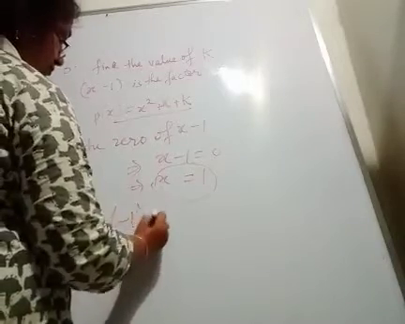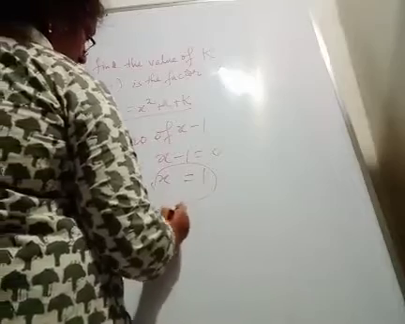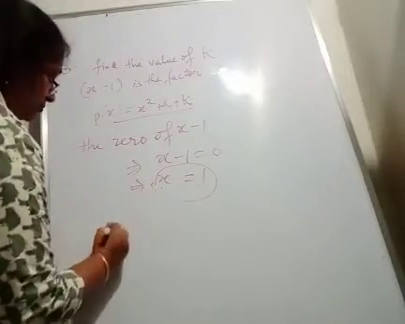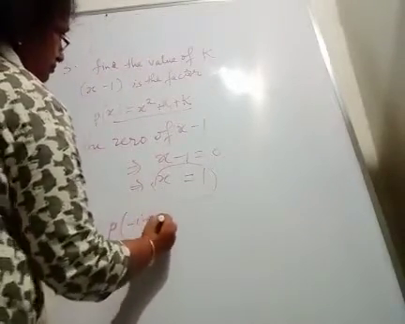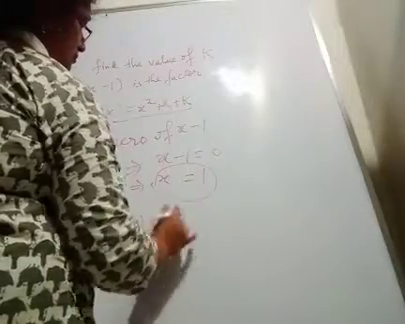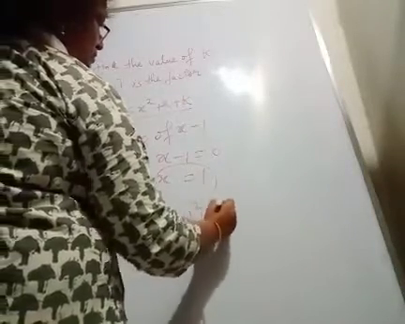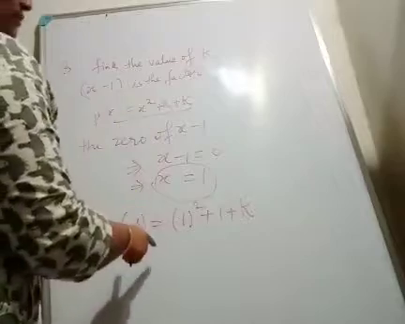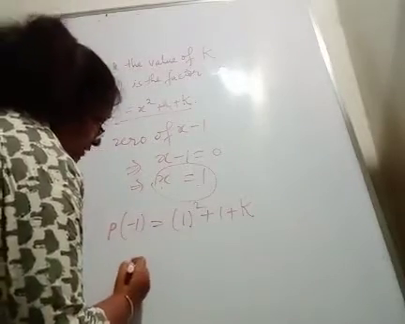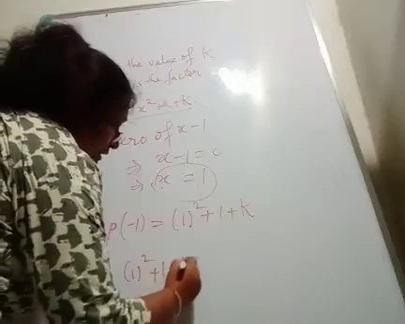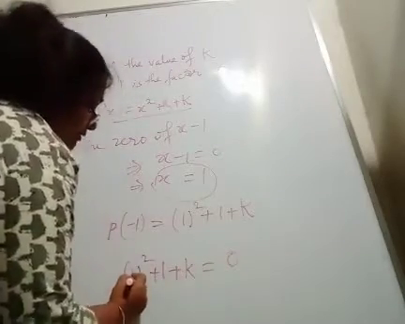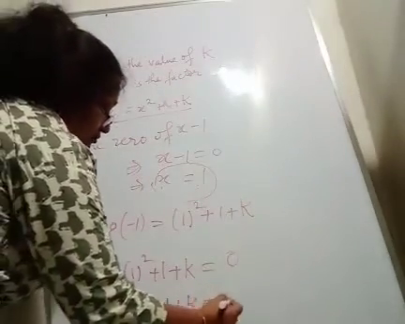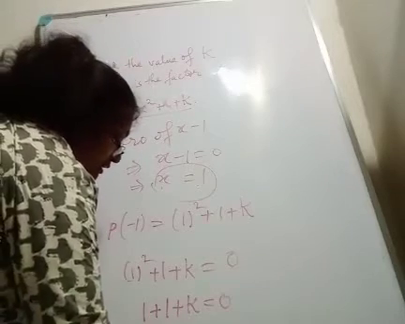So write down 1 whole square plus 1 plus k. And we know that x minus 1 is the factor of this. That means the value should be 0. So write 1 whole square plus 1 plus k should be equal to 0. So if I multiply 1 twice, it will become 1, and 1 plus k equal to 0. 1 plus 1 is 2 plus k equal to 0.